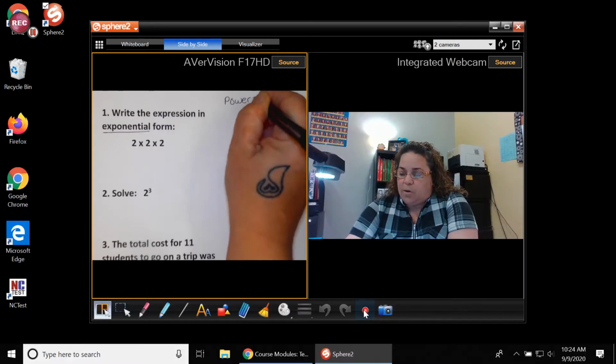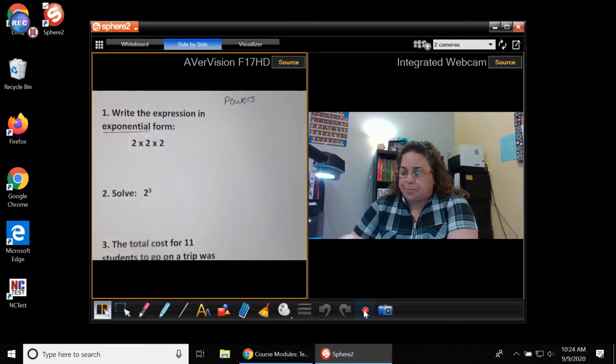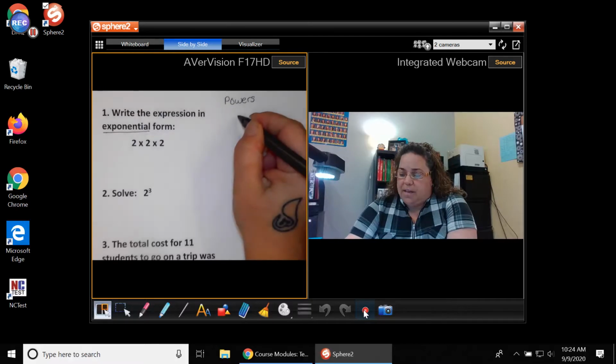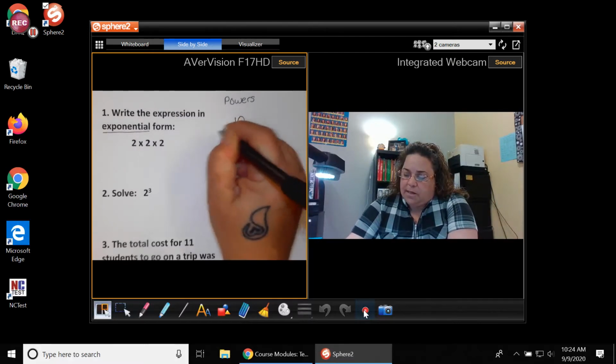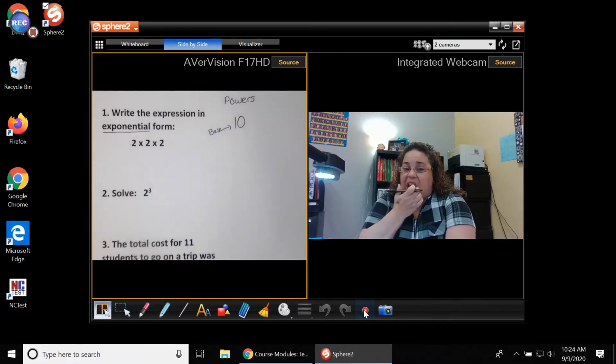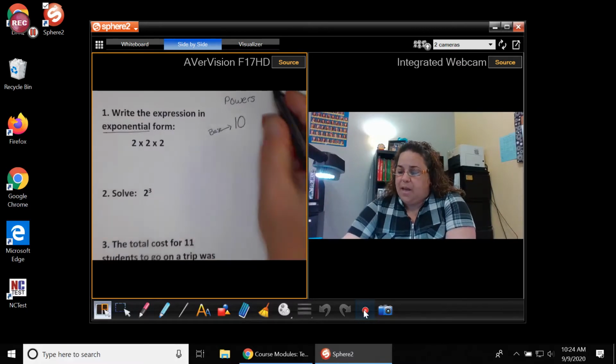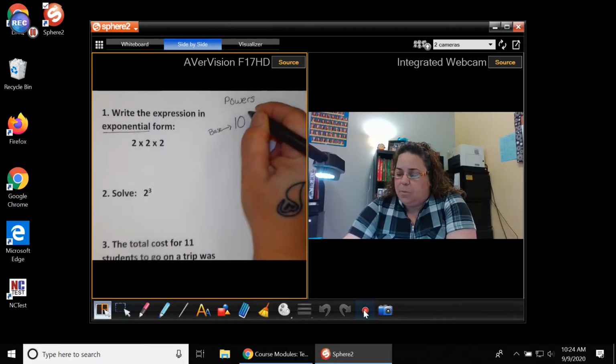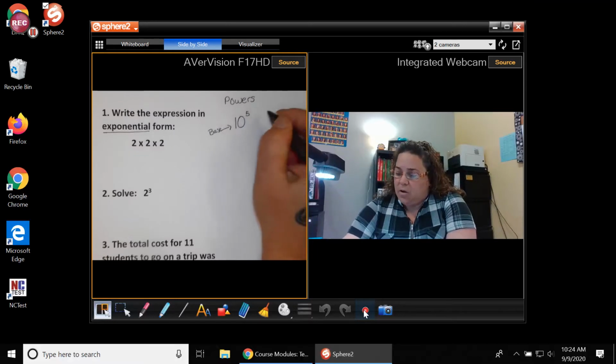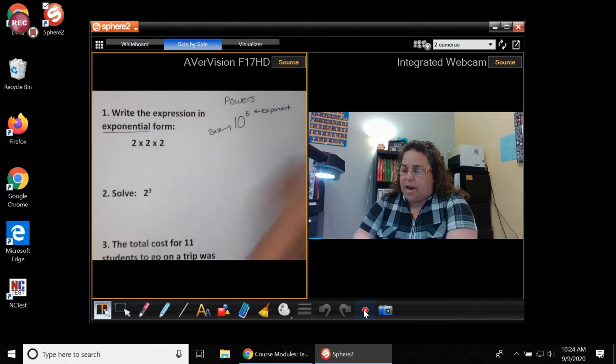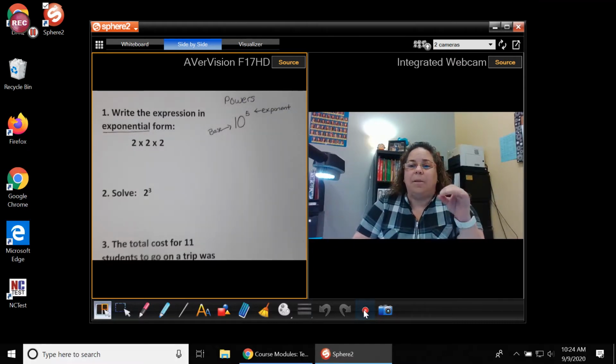we use powers with exponents, and our big number, so I'm going to just put, let's go with 10. Our big number is our base. And the base is the number that you're going to actually use to do the math. And then the little number, we'll put a 5. That is our exponent, right? And that tells us how many times we're going to use our base, okay?